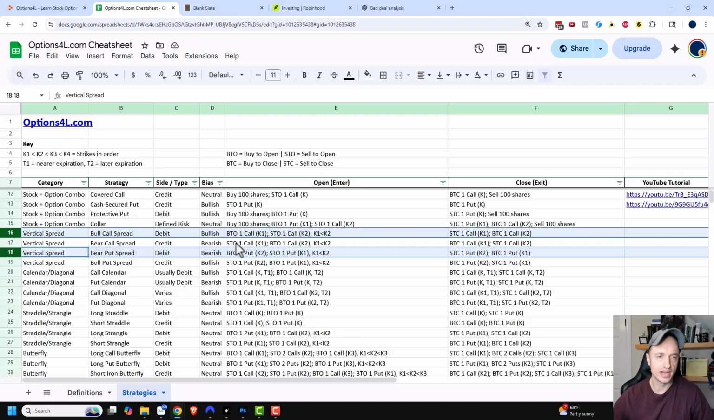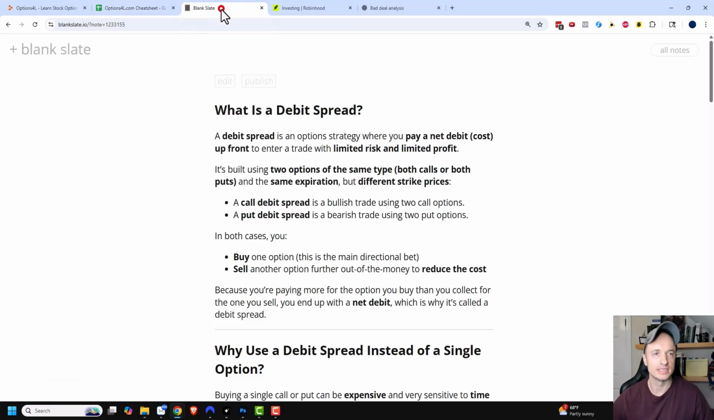So here's how to set it up. Buy to open one call at one strike price, sell to open one call at a higher strike price, and then to close out of it, you just do the opposite. You sell to close the one call and you buy to close the other call. And then with the bear put spread, you buy to open one put at a higher strike price and sell to open one put at a lower strike price. And to close it, you just do the opposite. We're going to go through some examples, so all that stuff will make sense in just a second.